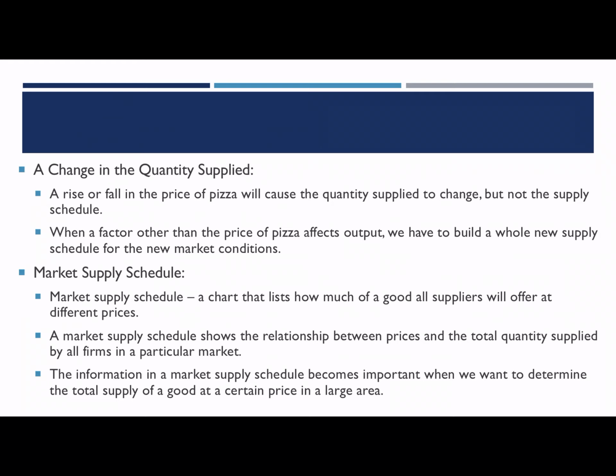It could be statewide, the whole of Pennsylvania. It could be all of the Northeast. It could be countrywide, global, etc. So market schedules can vary in size. A market supply schedule shows the relationship between prices and the total quantity supplied by all firms in that particular market. The information in a market supply schedule becomes important when we want to determine the total supply of a good at a certain price in a large area.